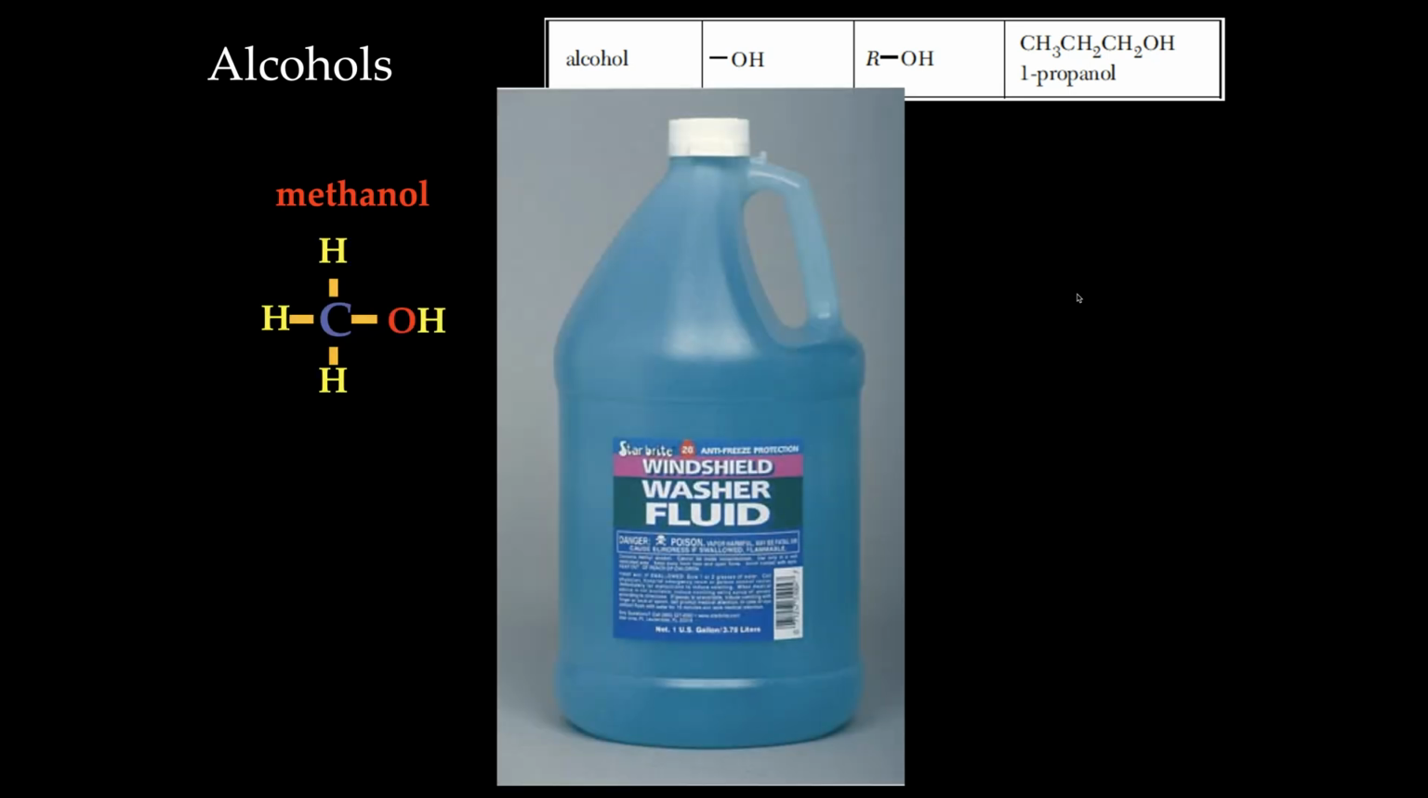So let's look at some specific examples. Methanol would have one carbon. Methanol is the solvent that's found in antifreeze for windshield, and it's really good. This windshield washer fluid not only acts as antifreeze, but it also is really great at cleaning bug guts off your windshield.